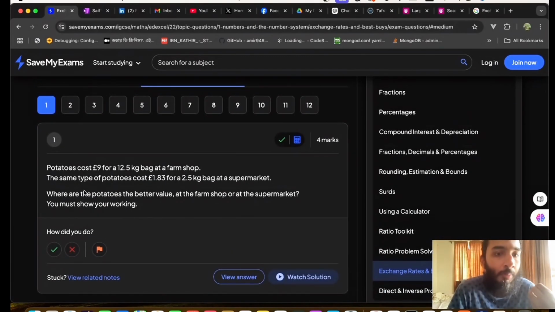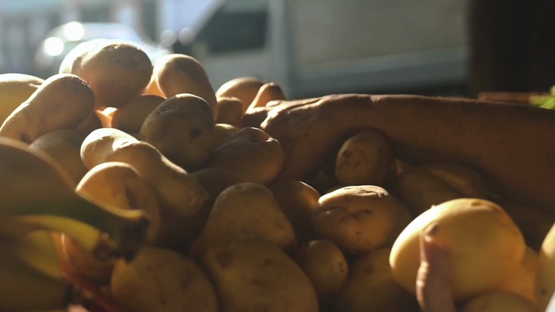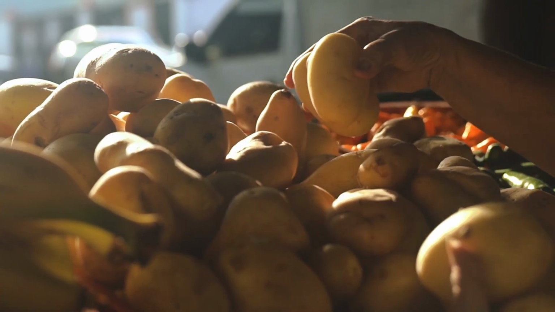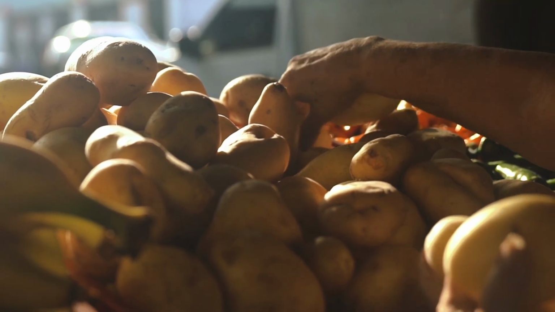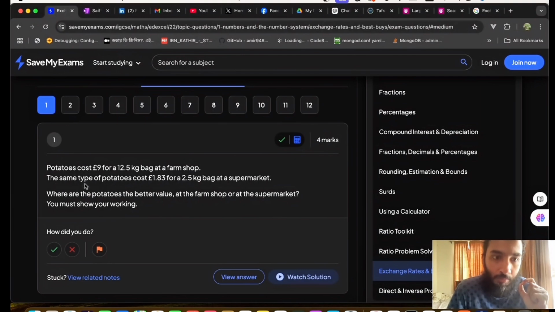So the first problem, let's read the problem. This is a best buy problem. Potatoes cost £9 for a 12.5 kg bag at a farm shop. The same type of potatoes cost £1.83 for a 2.5 kg bag at a supermarket. So where are the potatoes better value? What is the best buy? Is it £9 for the 12.5 kg bag or £1.83 for the 2.5 kg bag? The heavier the bag for the lesser amount of pounds, that's the best buy.